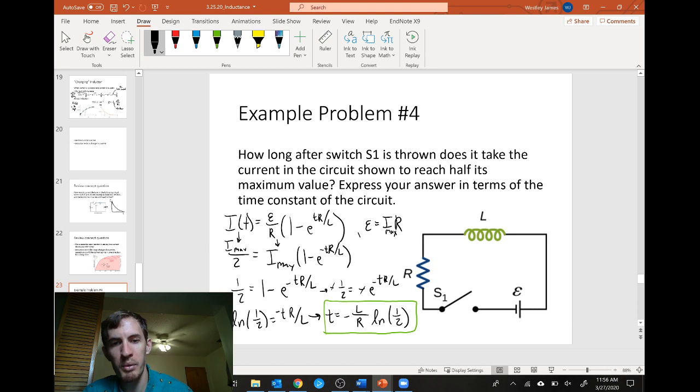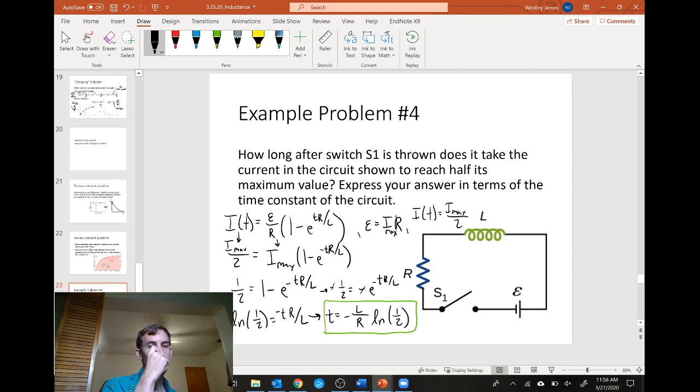So the thought process here is that I of t equals I max over 2. This is the idea here. We just need to figure out what the question is asking. How long does it take to reach half its maximum value? Well, how long does it take is just going to be when this equals the maximum current divided by 2, and I just rewrote epsilon over R as I max. That's the only change there. And then you just solve for t. How much time has to pass to reach I max over 2?